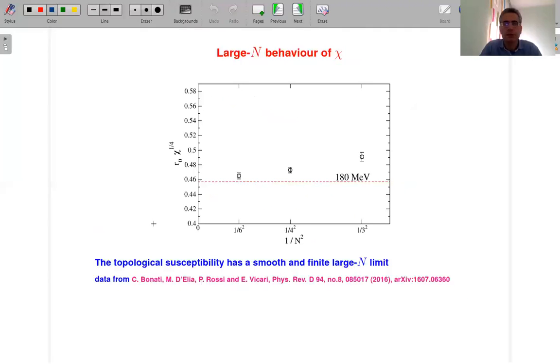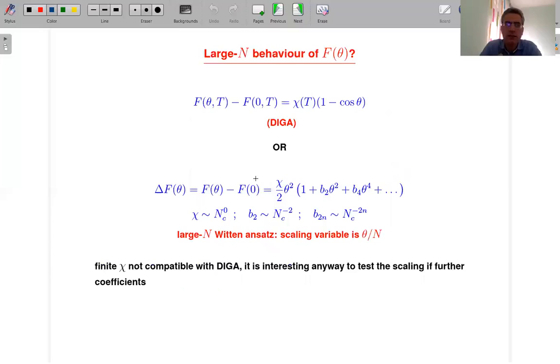So let me go to the last slide of yesterday's lecture, showing the behavior of the topological susceptibility as a function of 1 over N squared. These are results for 3 colors, 4 colors, and 6 colors. And the result is that indeed the topological susceptibility approaches, in pure gauge, a finite value, which is in agreement with the Veneziano mechanism to explain the large mass of the eta prime meson. So in some sense, this is already in agreement with the large-N scaling proposed by Witten.